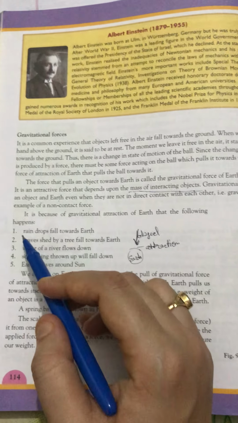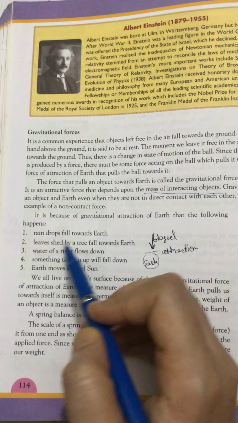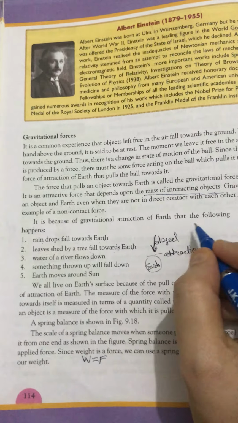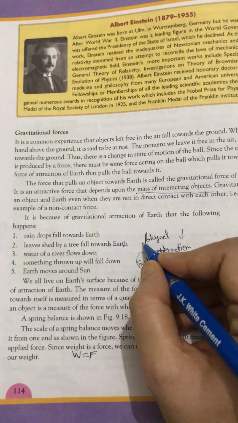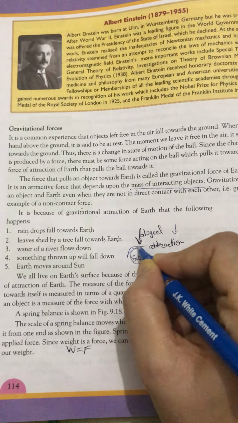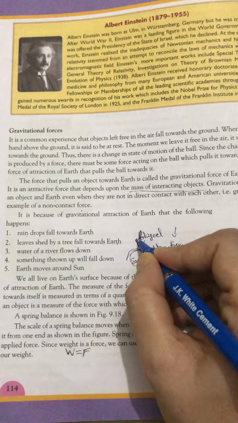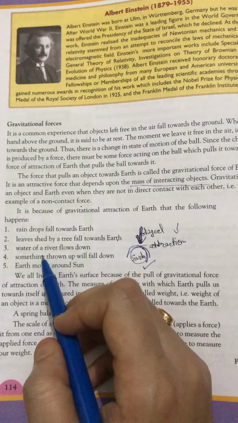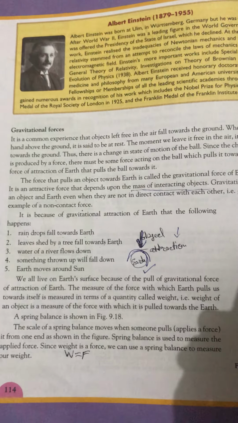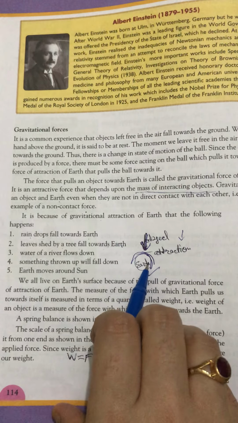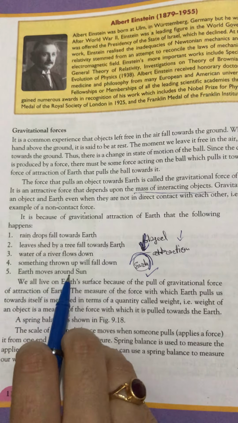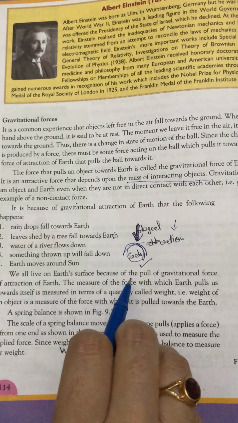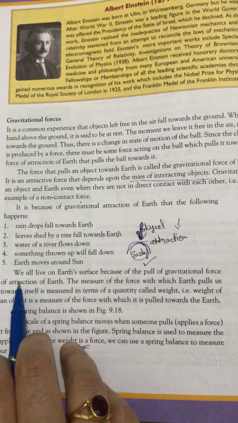You have many examples. The raindrop falls toward earth, the leaves shed by a tree fall toward the earth. Why do they always move toward the earth? Because of the earth's attractive gravitational pull. All the objects get attracted toward the earth. Water of a river falls downward. Something we throw upward automatically comes downward due to the earth's gravitational pull. Earth moves around the sun due to the gravitational attractive force. We all live on earth's surface because of the pull of gravitational force of attraction.